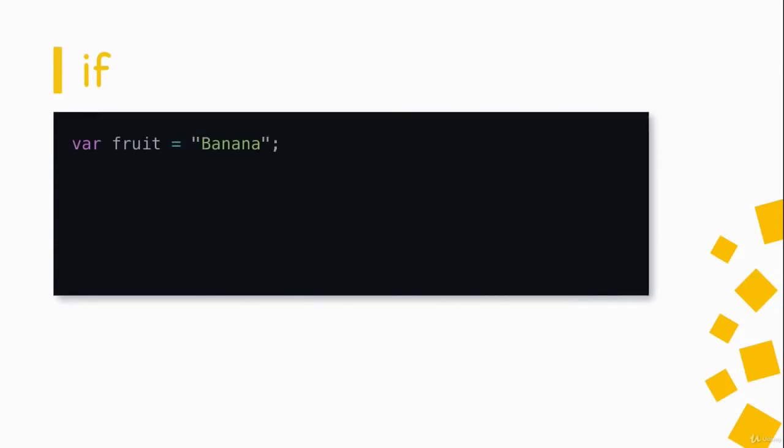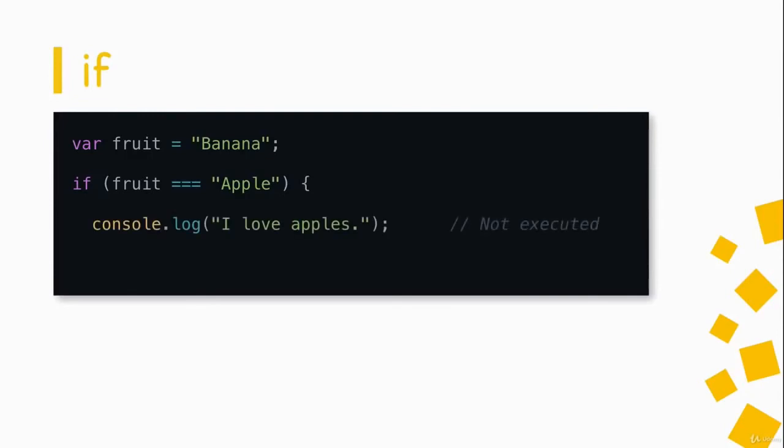Now let's see some more examples. So here we define another variable, var fruit, which equals the string banana, okay? Okay, now we're defining our if block, and the condition is fruit is strictly equal to apple. And then inside the pair of curly braces, we are logging a string to the console. And then we end the pair of curly braces.